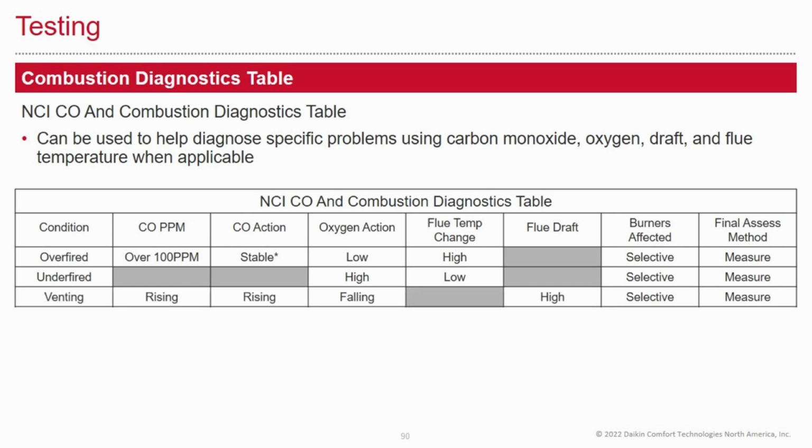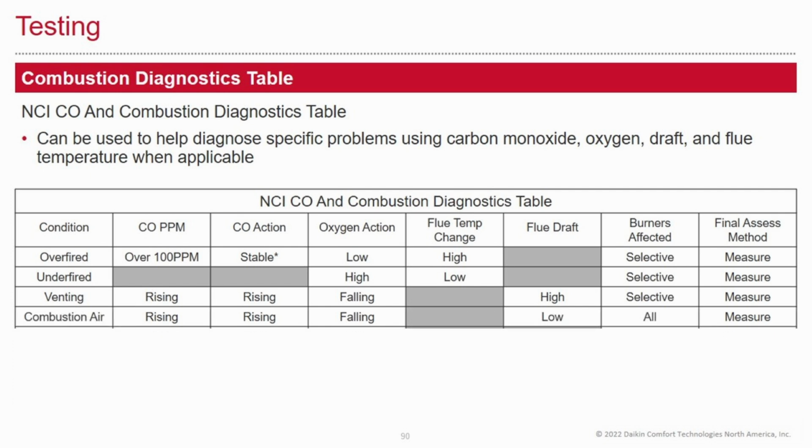Venting problems. The carbon monoxide parts per million would be rising. The carbon monoxide action would be rising. Oxygen action would be falling. Flue draft would be high. The burners affected would be selective, and final assessment would require measurement. Combustion air condition. Carbon monoxide parts per million would be rising. Carbon monoxide action rising. Oxygen action falling. Flue draft low. The burners affected would be all, and would require measurement for final assessment.